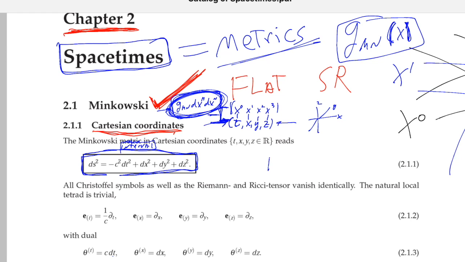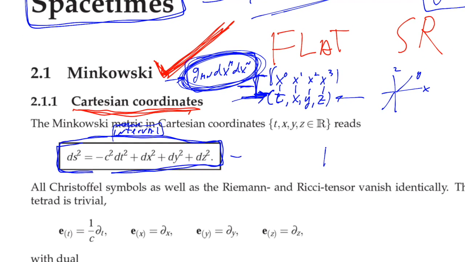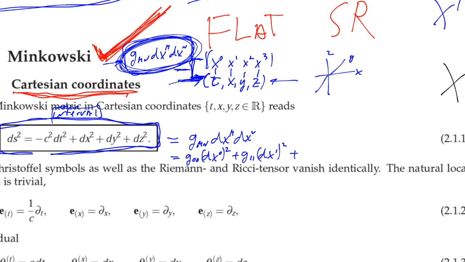So you know that this thing really equals g_{μν} dx^μ dx^ν. And because you know that this thing equals g00 dx0 squared plus g11 dx1 squared plus g22 dx2 squared plus g33 dx3 squared.